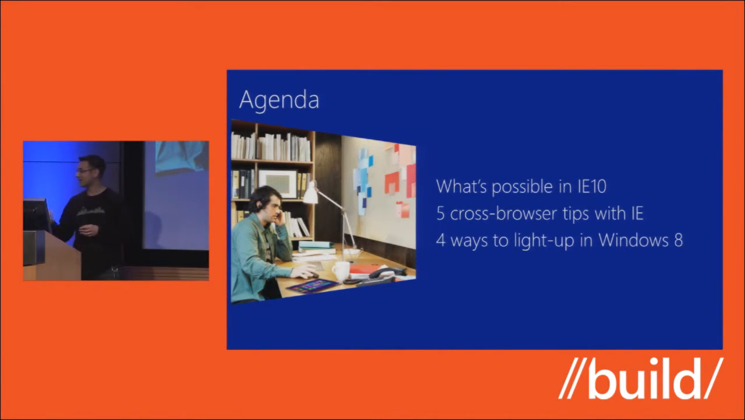And then finally, Jean's going to talk about 4 ways to light up in Windows 8. The majority is the focus on cross-browser coding, but in all 4 of these cases, you can use between 1 and 3 lines of code to make your site get a little bit closer to your users on the Windows 8 start screen, through touch, and through some intuitive navigation as well. Very simple tips and tricks there.